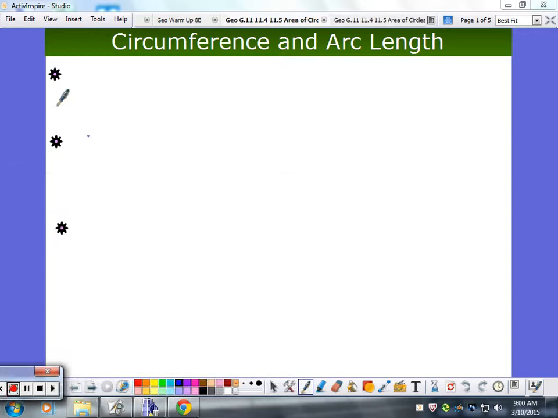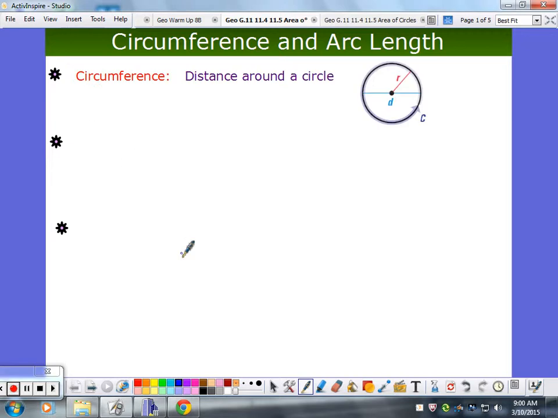So again, this is my little mini lesson. The full lesson is something we'll cover next time, but I just want to review circumference. Circumference is just the distance around the circle. So if this whole thing was made out of a piece of string, and I cut the piece of string and laid it out straight and measured it with a ruler, right? And that's what that is.